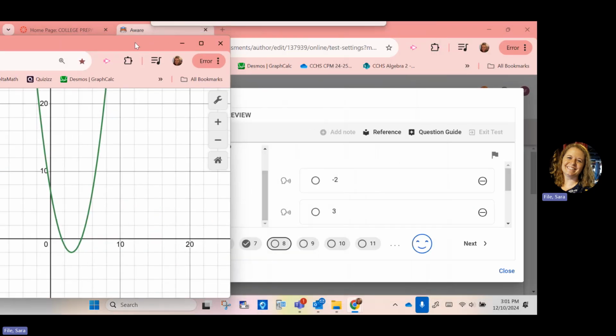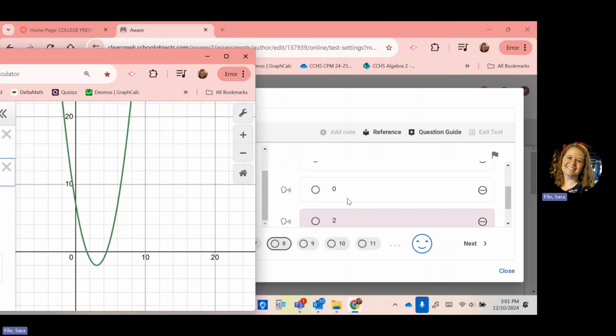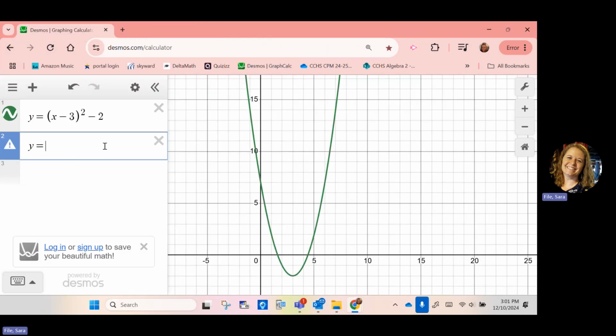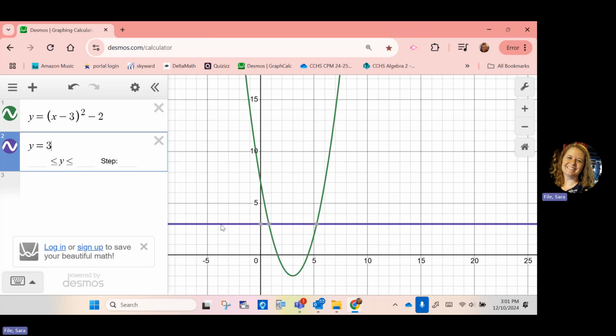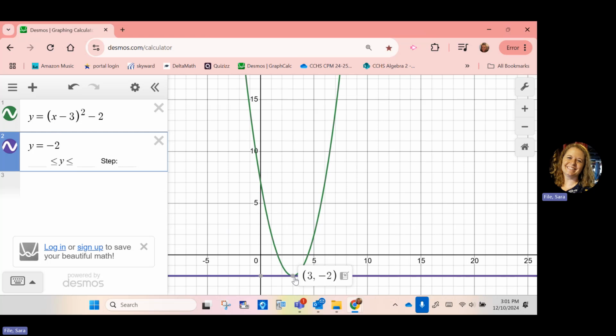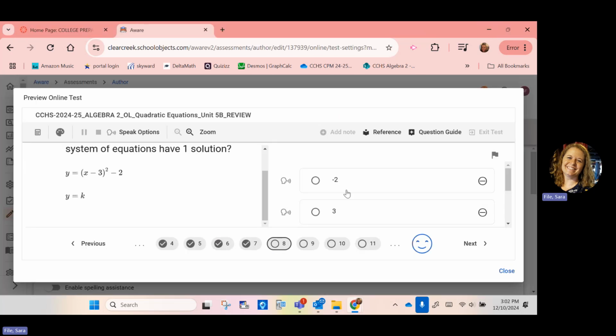Okay, so our answer choices are over here: 2, -2, 0, and 3. So let's see, if I do 2, that intersects twice. 0, that intersects twice. 3, that intersects twice. I think the last one was -2. It intersects once at the vertex. So y equals -2 is the only one of those options that would have one solution only. All of the others would have two solutions.